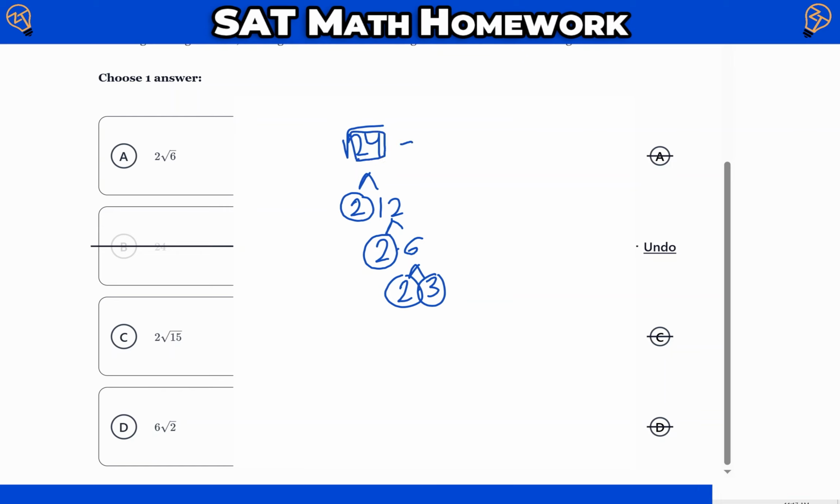And what we do now to figure out what can come out of the root is you need 2 of the same exact number. So I have 3 2's, but I just cross out 2 of them, and a 2 comes out. Anything that doesn't have a pair, like this 2 is now by itself, and this 3 is by itself, they go under the root and get multiplied. Anything that came out would have gotten multiplied as well. So now we have 2 root 6, which matches with A.